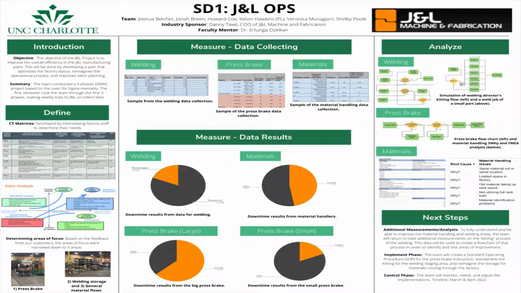And then for the next steps phase, we're going to go back to the factory next semester, and we're going to take more data measurements on the kitting process of the welding so we can get a better feel for how to do the implementations for that. So the team will then also move on to the implementation phase, where we'll create a standard operating procedure for the press brake instruction, standardize the kitting for the welding staging area, and reimagine the storage of materials throughout the factory.